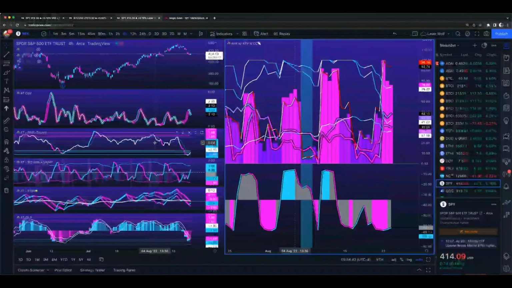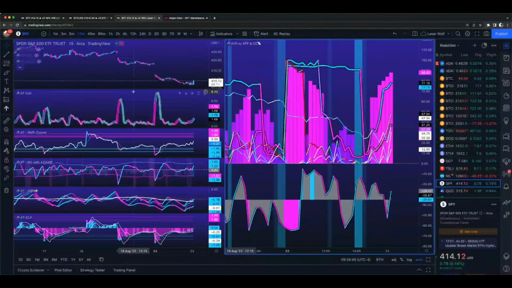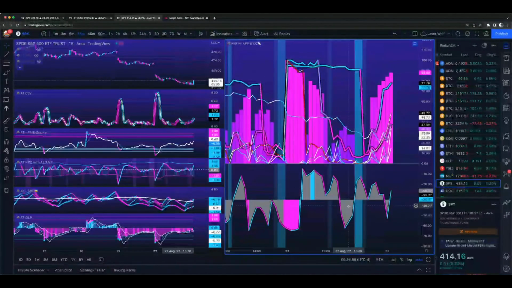But yeah, the bull div on the 4 hour, I like it. SPY's actually looking good. Let's be honest, it was having a good run, right? It was having a good run. I don't think it's over. I really don't.